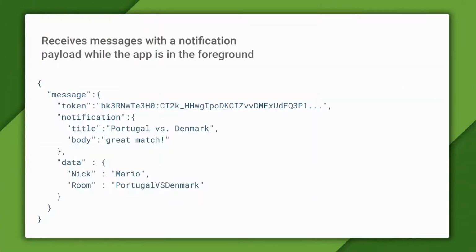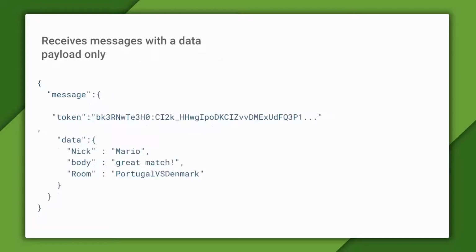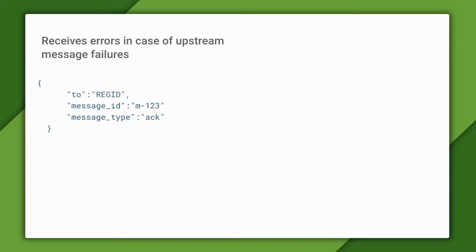A service extending the messaging listener service is now required only if your app receives messages with a notification payload while the app is in the foreground, receives messages with a data payload only, or receives errors in case of upstream message failures. Meaning, if you don't use any of these features, you can completely remove this service. I'm going to include this extension so that users can get updates from sports ball scores when the app is open. So let's look at that now.